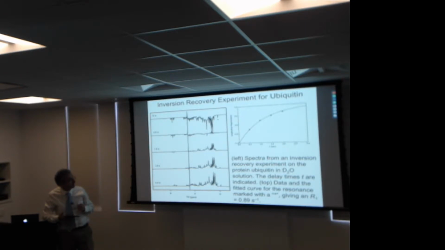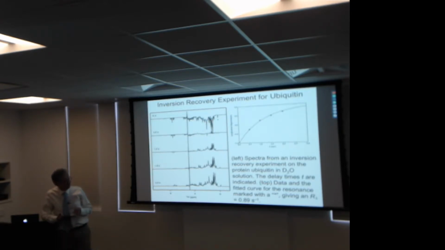But you can already see something interesting here. Right? If we look here at 1 second, the methyl groups have flipped up. They're positive already. These are the aromatics, and they're still upside down. So we already see that there's some difference in relaxation rates, even in the simple experiment, due to whether a given spin is a methyl group or an aromatic group in the protein.